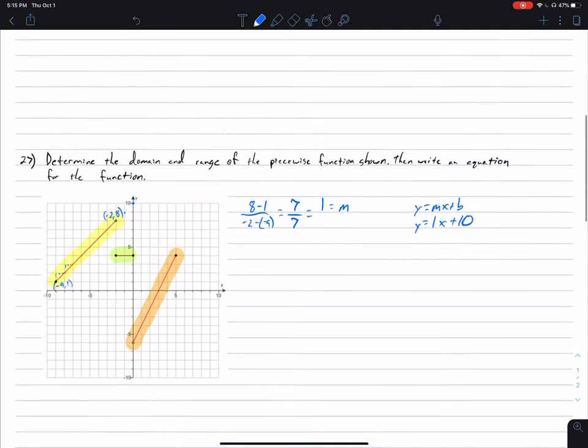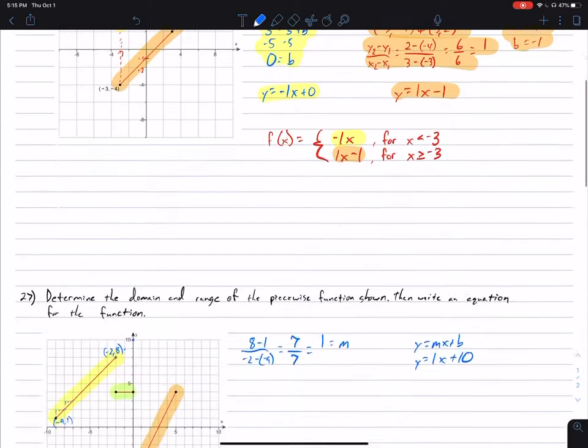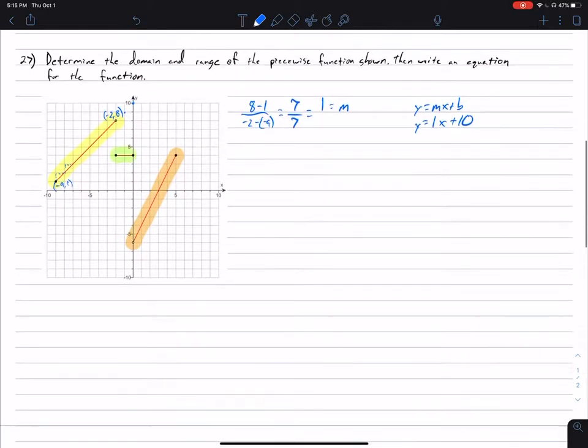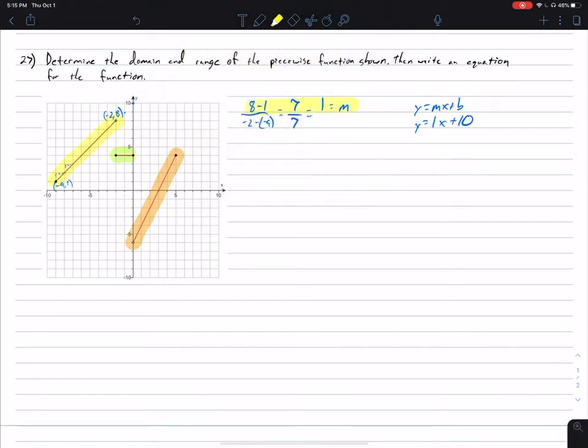I could calculate that the same way I did up here in this highlighted yellow portion, but let's make our lives easier. This one we can just count, so let's not stress ourselves out with that. So that yellow portion was our work, and this is our equation. We'll get into the limitations, or the range and the domain, in a minute.